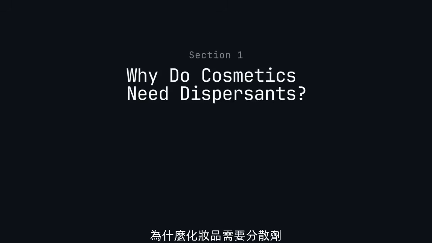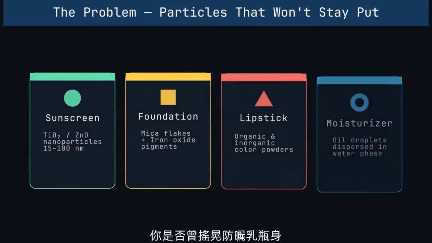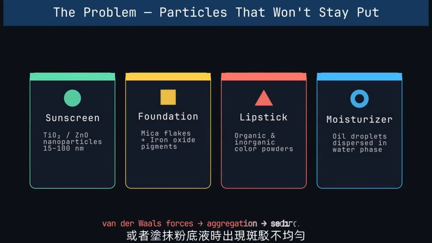Section 1. Why do cosmetics need dispersants? Have you ever shaken a sunscreen bottle and still found white residue at the bottom? Or applied a foundation that came out patchy and uneven? That's dispersion failure. Cosmetics are packed with insoluble particles.